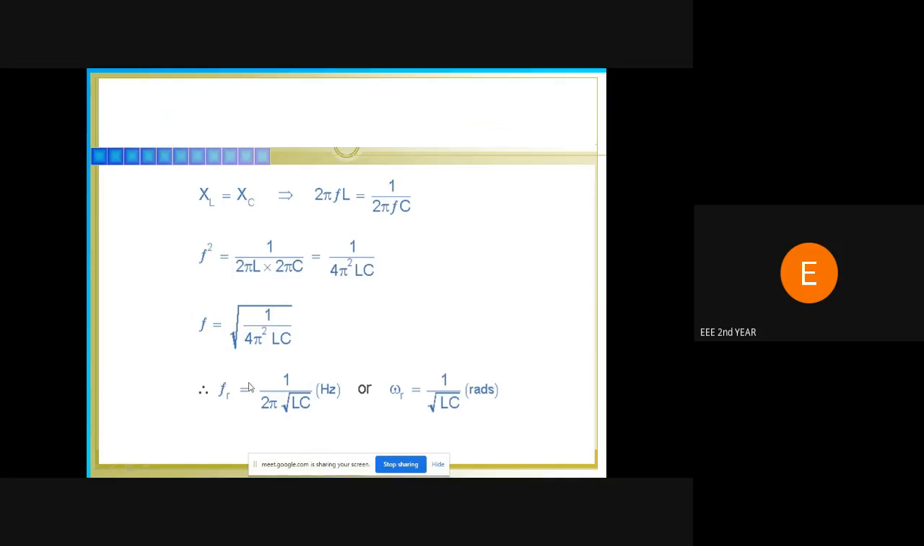This can also be written as omega r equal to 1 by root of LC, since omega is equal to 2 pi f. So 2 pi f will be cross multiplied here, and when you cross multiply 2 pi f r, that is written as omega r.